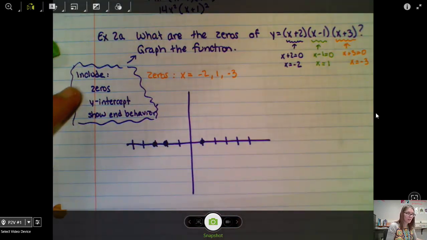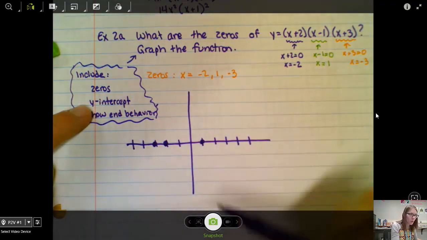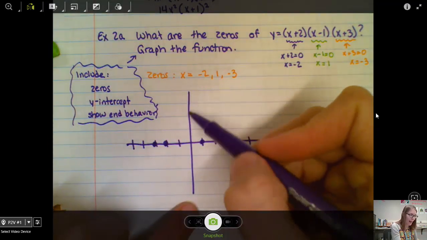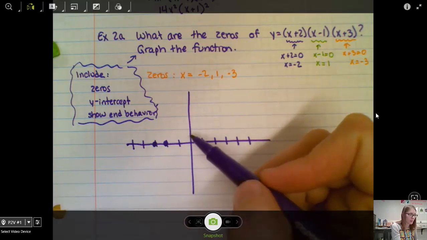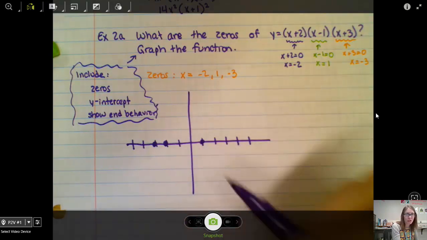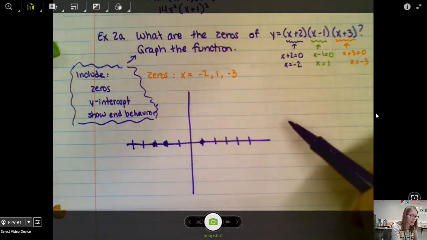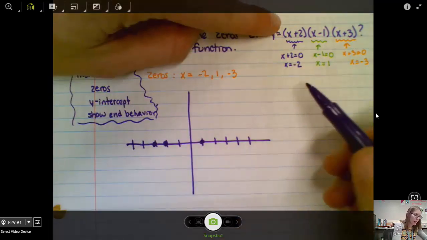So we found our zeros. Let's find our y-intercept next. I need to figure out when my graph is going to cross the y-axis. Whenever that happens, doesn't matter where you are on the y-axis, your x value is 0. So this point's 0, 1, 0, 2, 0, 3. Okay, to find my y-intercept, remember we can take that 0 value and plug it in for x.